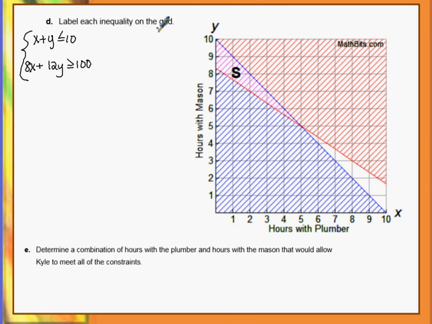Okay, we want to label each inequality on the grid. So now if I created a system with both of the inequalities that we had mentioned before, we would end up with this picture. So we want to label them. We want to figure out which one's which. So first I'd have to rearrange each equation to see which one is in fact the blue and which one is in red. So let's rewrite x plus y has to be less than or equal to 10. If I subtract x over, I see y is less than or equal to 10 minus x.